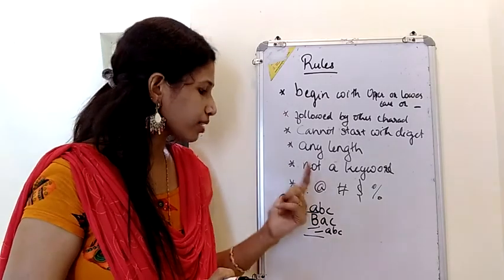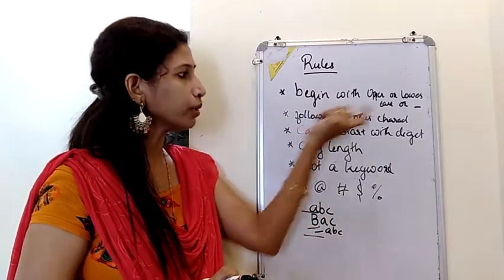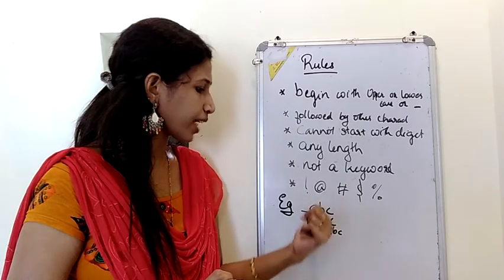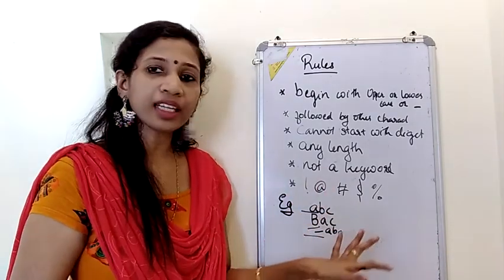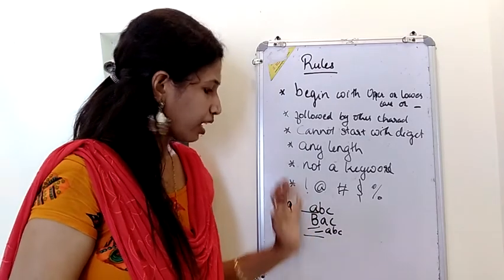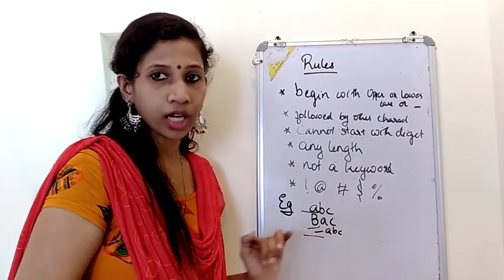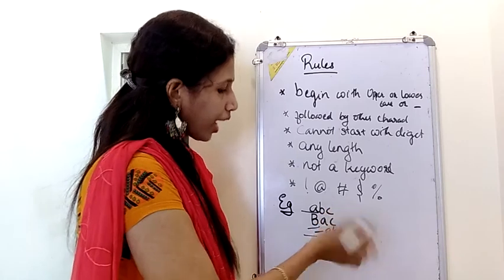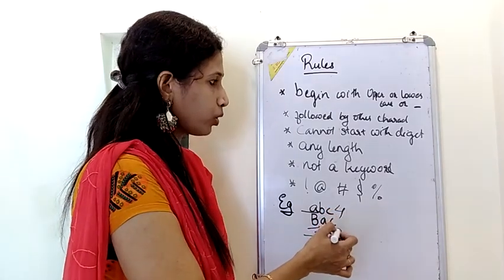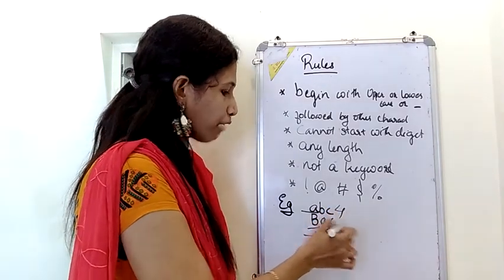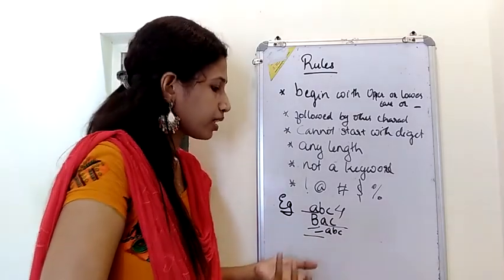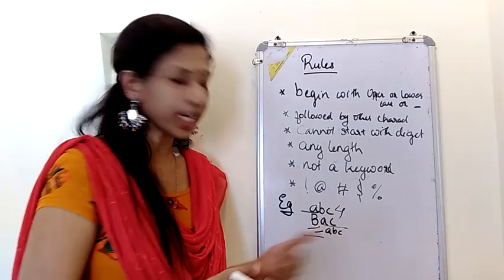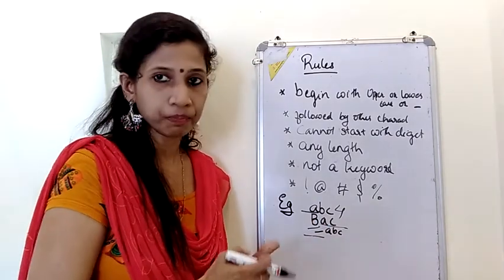And the second rule is that this first letter can be followed by any other characters. We can use any other characters after the small letter, capital letter or underscore. Numbers can be used, alphabets can be used, alphanumeric characters can be used, any of the symbols can be used, anything can be used after this.